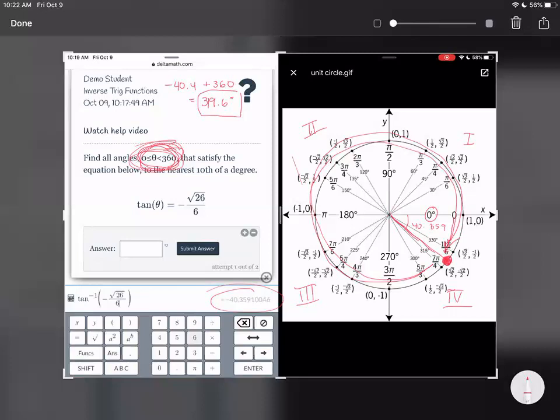Now, it's 0.6 because when you have 360 and then you subtract 40.4, it ends up as 319.6. Did I do that right? Let me type it in a calculator. 360 minus 40.4. Yeah, 319.6.